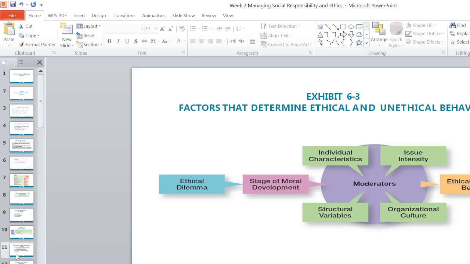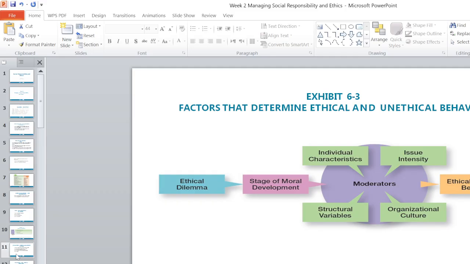When you're in a situation and you have an ethical dilemma, you will be going to the stage of moral development. How is this person when it comes to their moral development? Are they really moral? Remember in last class we talked about moral, immoral, and amoral managers. So which one of these is the person who is going to make a decision and a behavior? Okay? And what are the moderators? What are, let's say, the external factors affecting your decision?